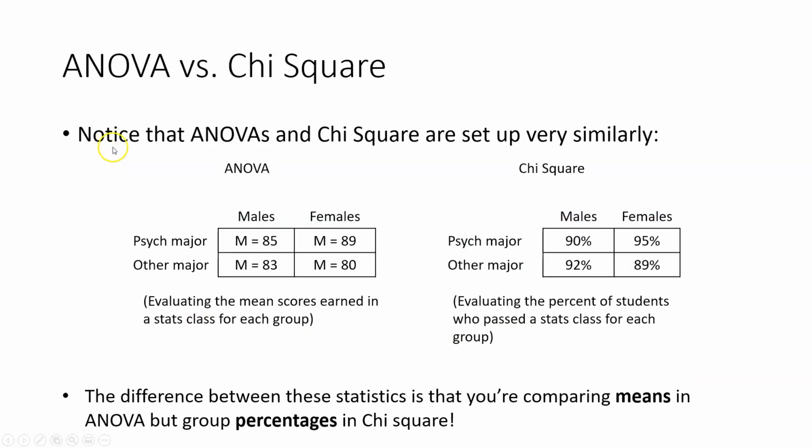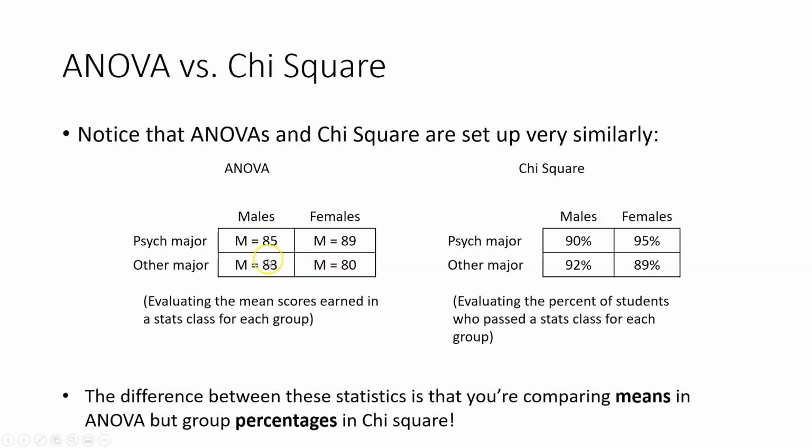Now you might notice that ANOVAs and chi-squares are set up very similarly. An ANOVA setup, what we talked about several modules ago, might look something like this. You have a score. If you're evaluating the mean scores that are earned in a stats class, for each group, you might see the average score for males who are psych majors and females who are psych majors, for males who are another major, and for females who are another major.